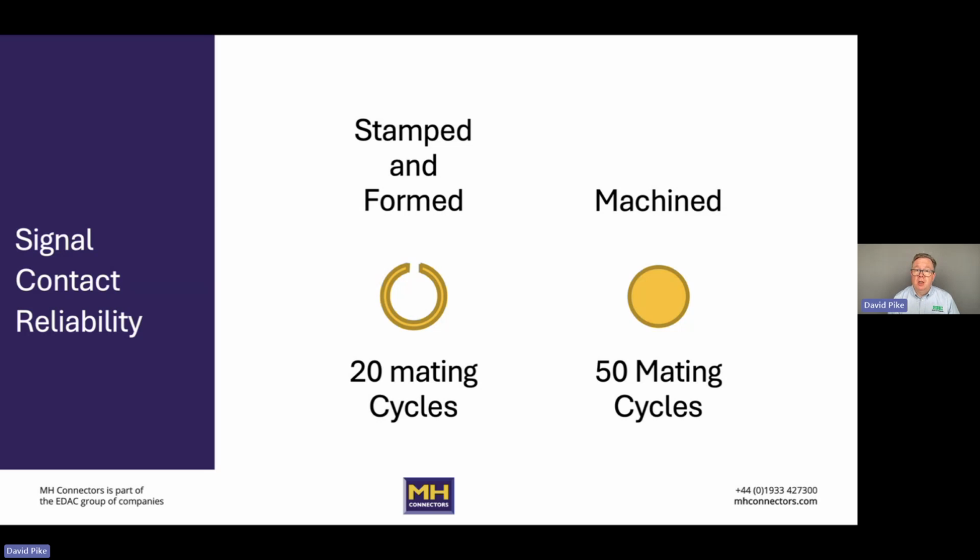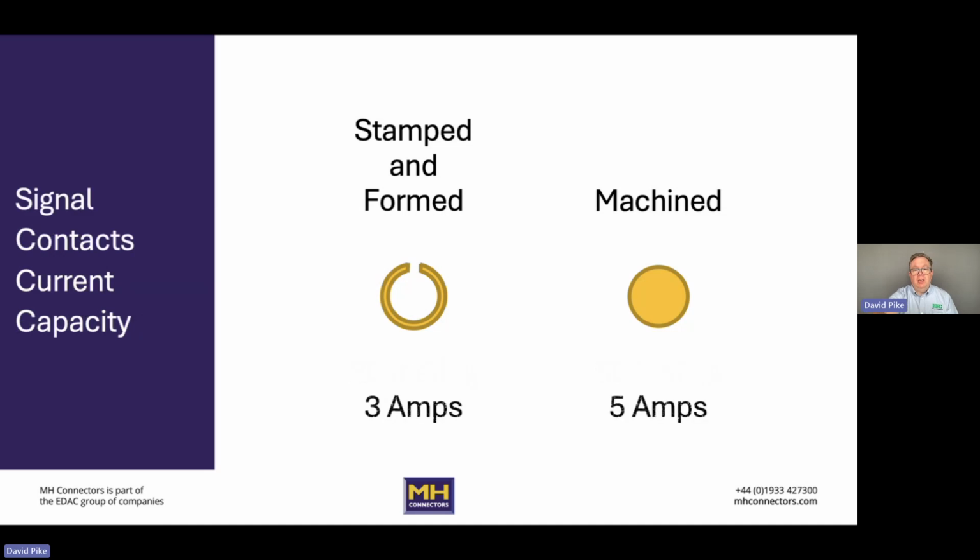It could be 500. From last month's Tech Tuesday, when we looked at push-pull connectors, we looked at contacts that are designed to do thousands of mating cycles. They are machined contacts. We can also compare the current carrying capability of these things.